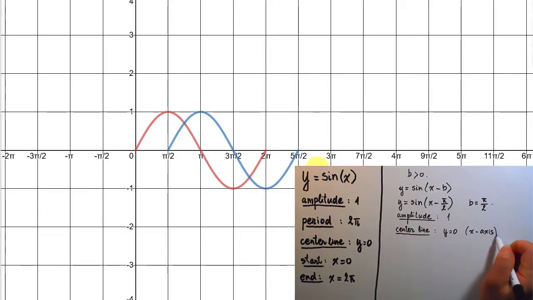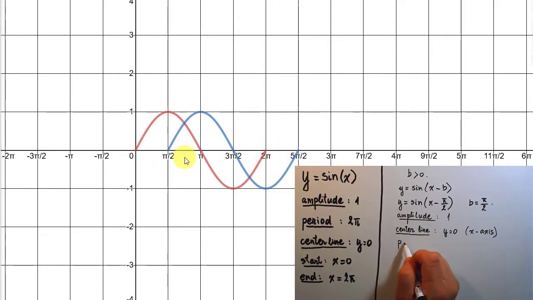And now let's look at the length of the whole wave, the entire wave. What we saw here is that the wave in blue seems to have maintained the exact same length interval for the complete base unit, in comparison with the red graph right here. So I can see that the period remains the same as the standard sine of x function.